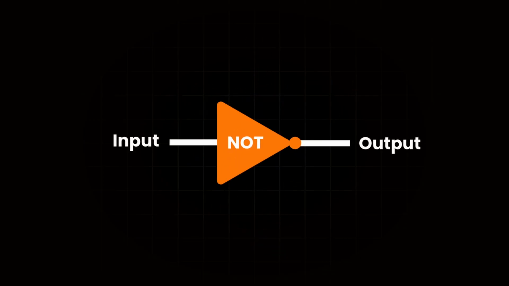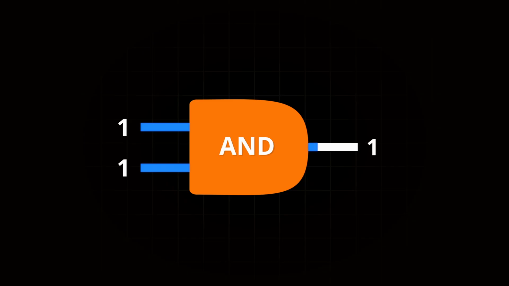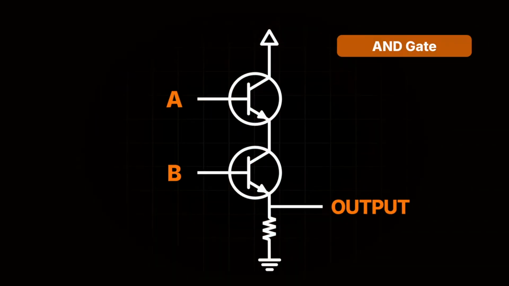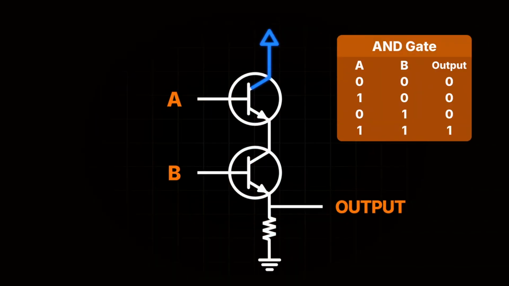Now, a single NOT gate is cool, but it can't do much. To build a CPU, we need gates that can compare 2 different signals. This is where the AND gate comes in. An AND gate requires both inputs to be 1 for it to output 1. But if any or both inputs are 0, it'll output 0. To build this with transistors, we simply put them in series, one after the other. If we only turn on transistor A, the current gets stuck at transistor B. If we only turn on transistor B, current gets stuck at transistor A. The only way to get a 1 at the end is if input A and input B are both active.